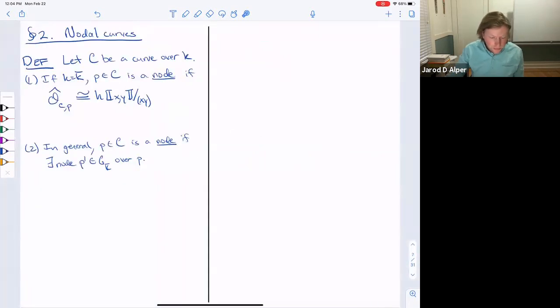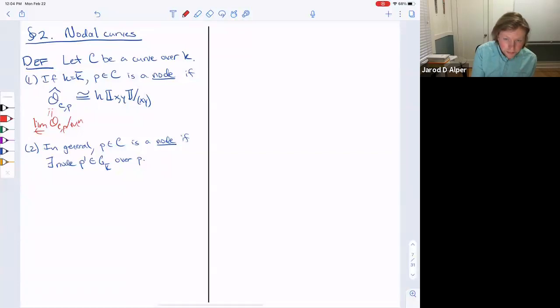Okay, so what are nodes? We'll start with a curve over a field, not necessarily algebraically closed, but if it is algebraically closed, we say that a point is a node if the complete local ring is isomorphic to this power series ring. Just to remind you, we're going to use the completion a lot. This is just the limit of the thickenings of the maximal ideal. In general, if K is not algebraically closed, essentially because quadratic polynomials may not factor over that field, the complete local ring may not have such a nice structure. So the way you define a node is to say that there's a node over the base change to the algebraic closure.